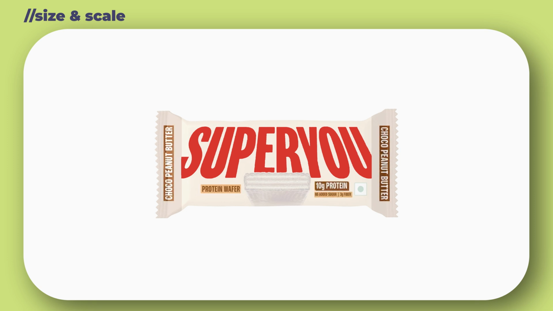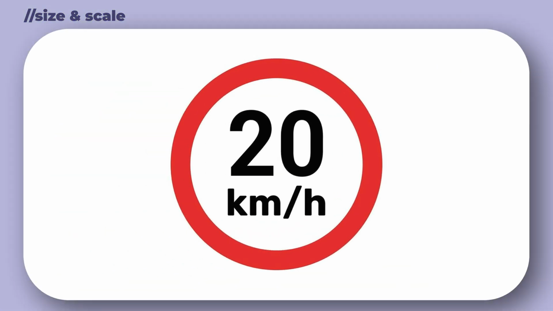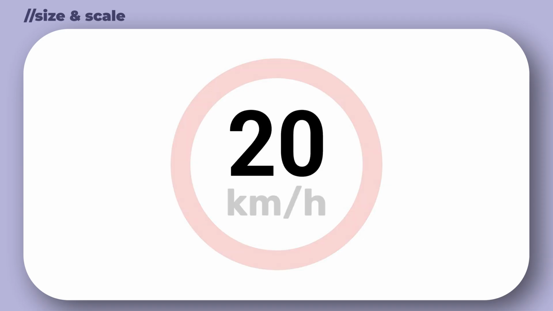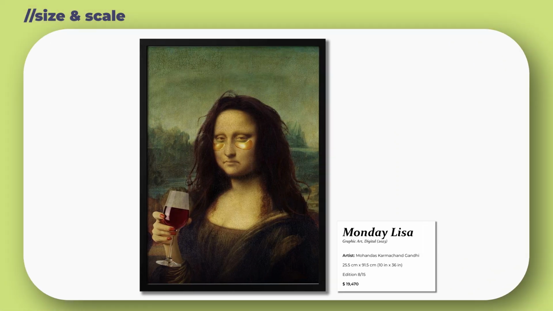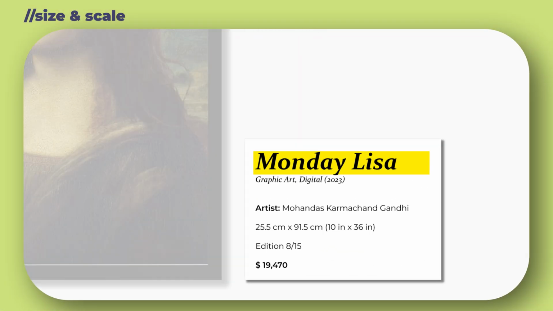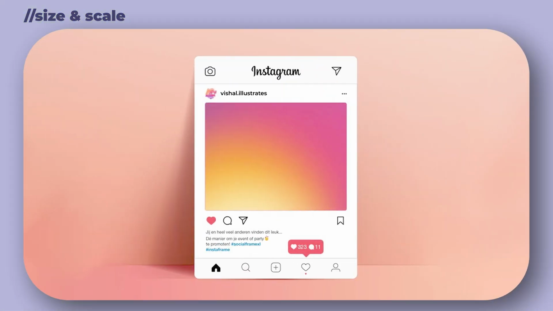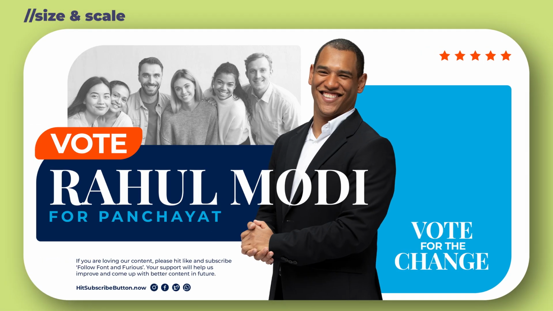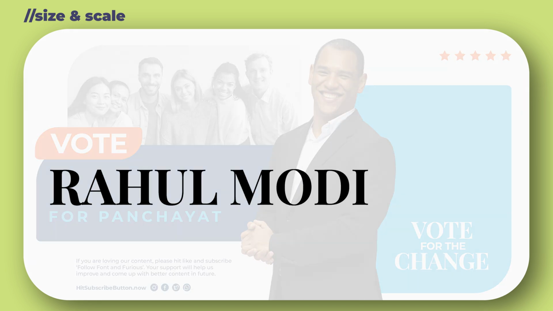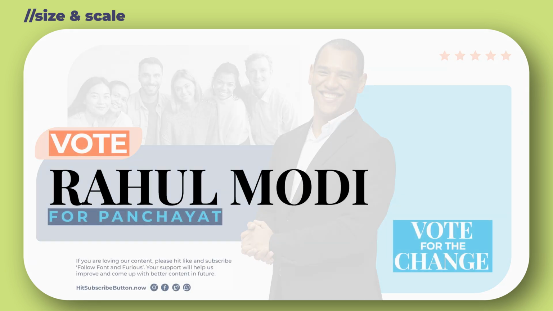You can see the same logic in everyday life. Highway signage makes the speed limit number far larger than the kilometer per hour unit so that drivers can recognize it instantly. Museum exhibitions also use scale. The artwork title is large and clear, while the curator's notes appear in smaller text. Even on Instagram, usernames appear bold and bigger than captions, establishing a hierarchy between the author and the content. And if you look at political campaign posters, the candidate's name is always massive compared to the slogans or supporting text. Size is what carries power.